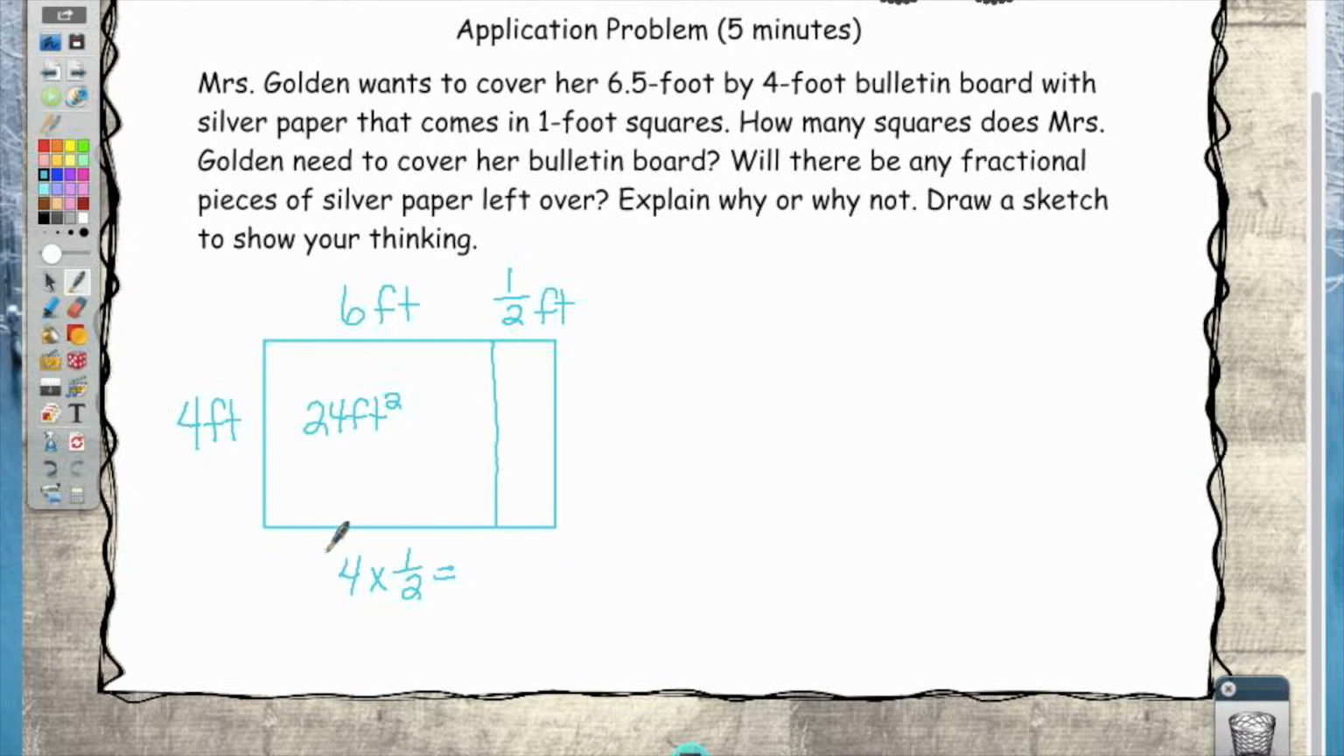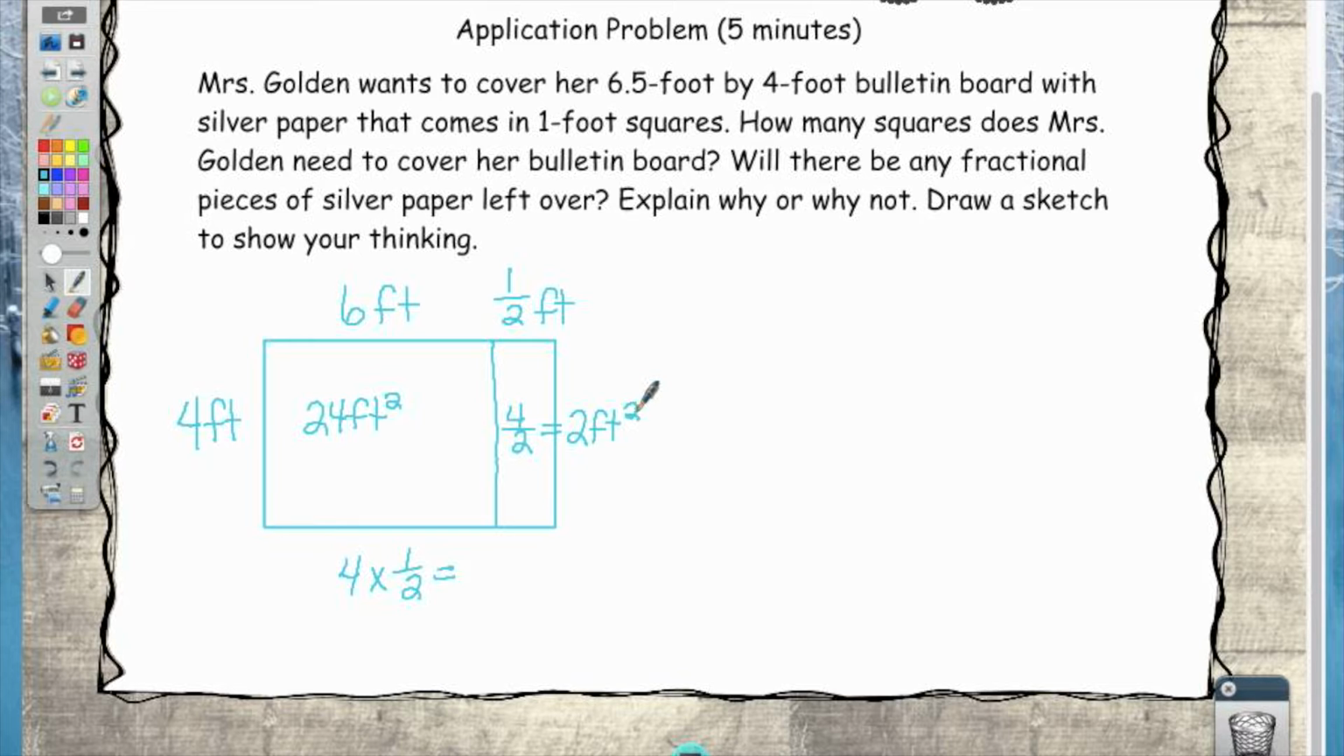So when you take a whole number times a fraction, it's like 4 copies of 1/2. So I'm just going to multiply the whole number times the numerator. So it would be 4 halves, correct? And could that be a division problem? Yes. What's 4 divided by 2? 2. So the area of that tall, skinny rectangle is 2 feet squared.